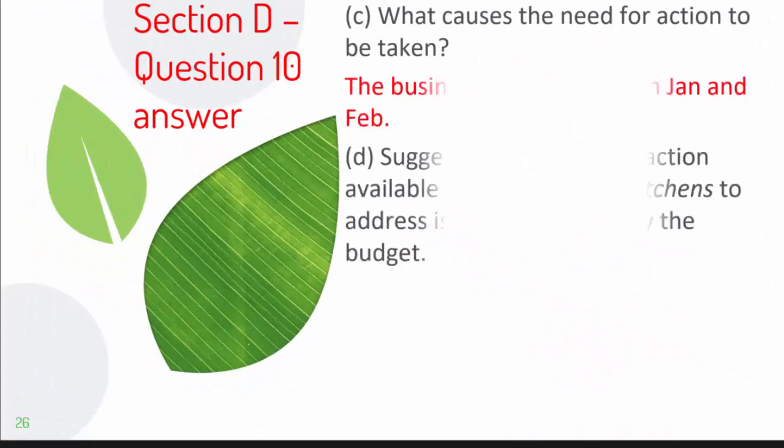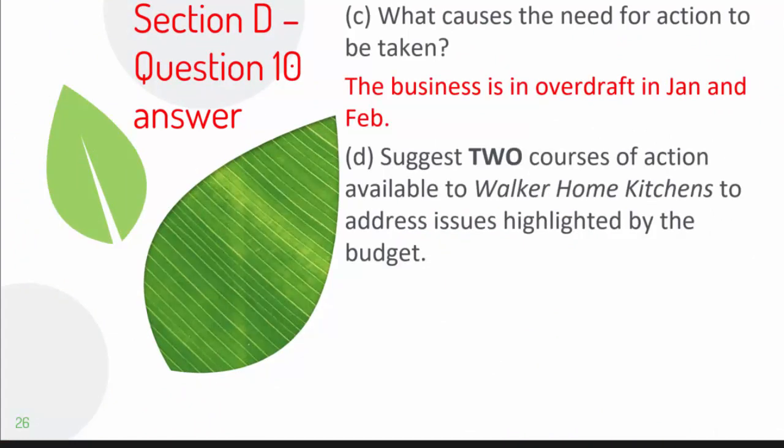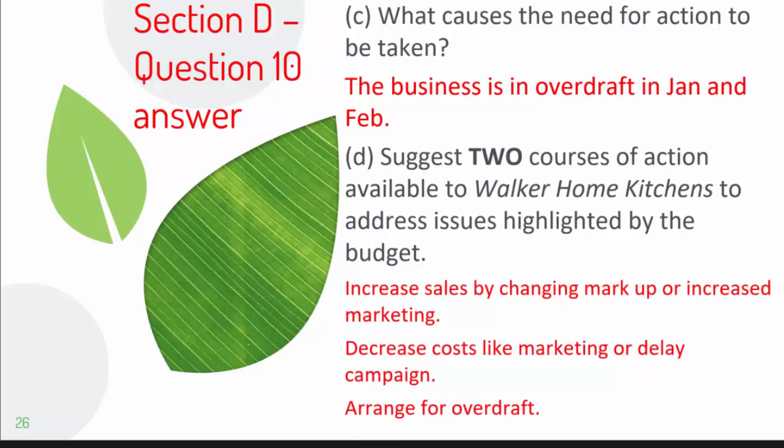What courses of action need to be taken? In the first instance, the business has an overdraft, and therefore we need to arrange for an overdraft. This is now going into part D. What we can do about this overdraft, if we don't want to arrange one with the bank, is increase sales by changing the markup, or increase marketing or change the marketing strategies.